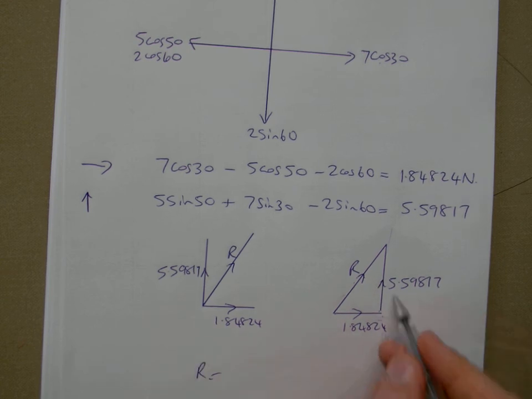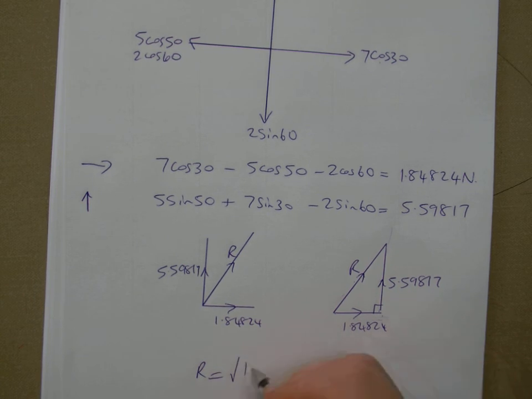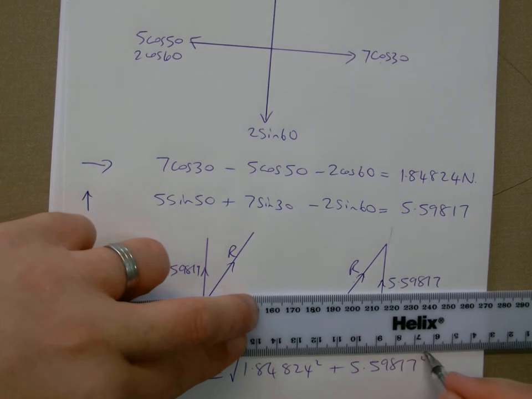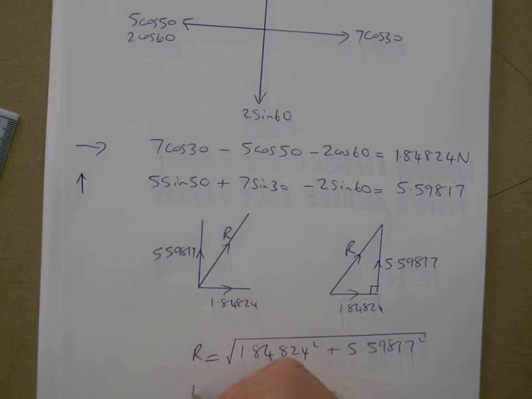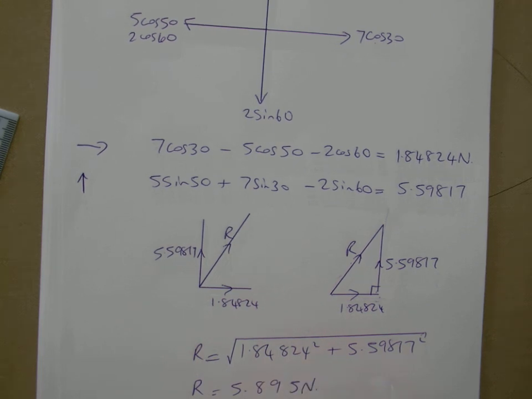Because clearly you can see here it's a right angle triangle. And we've got Pythagoras. Okay, so I just got to square that and square the other one. And then, of course, square root the answer, because that's what you do with Pythagoras, isn't it? Square both sides, add them, and then you take the square root. So if I work that out, I get on my calculator R to be 5.895 newtons to 3 decimal places.